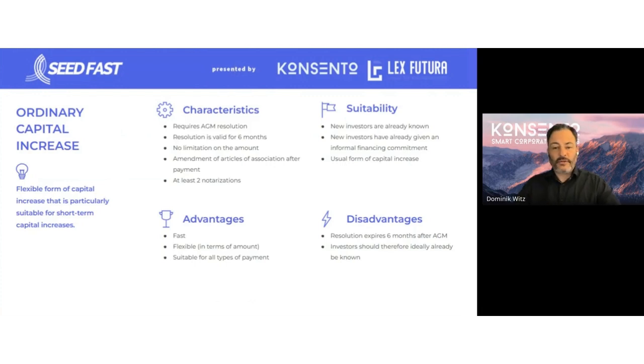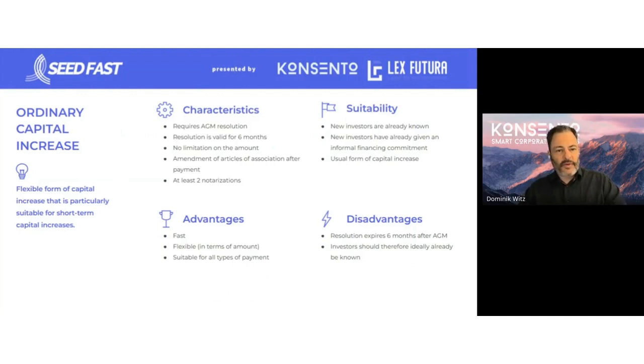On the other hand, there are also disadvantages. One that I mentioned already: the resolution of the AGM expires 6 months after it's been taken by the shareholders, which means you need to speed up the whole process. And this also requires that you're already at least in negotiation with the shareholders, as I mentioned before.